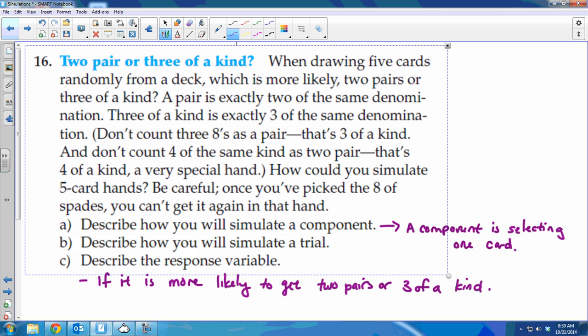All right, so let's go back to part B. And this is where we're going to use ideas we talked about yesterday, but this one's going to be kind of a layered type question. So we need to describe how you're going to simulate a trial, right? So we know that each trial is going to have how many components? 5, right? It's a 5-card hand, right? So you have to have 5 cards.